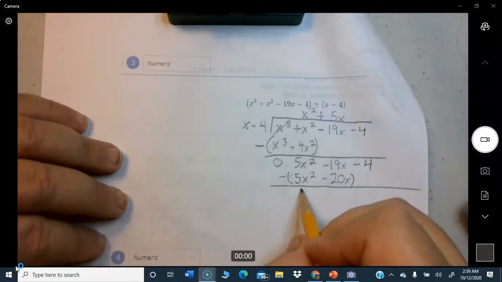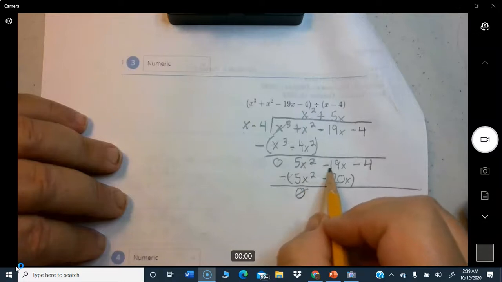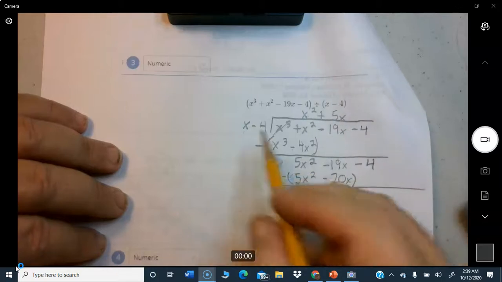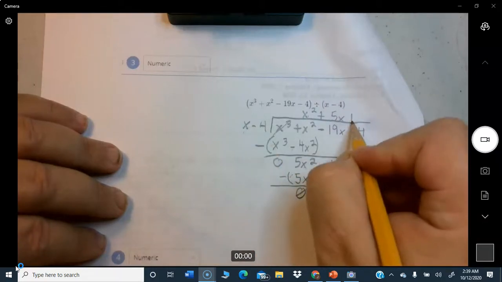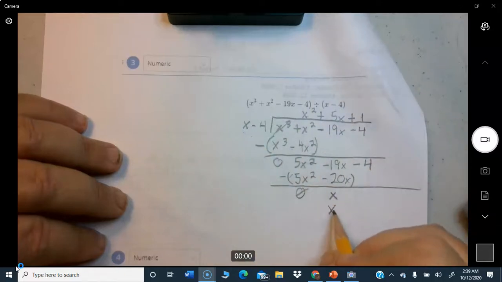Okay, so these two always cancel. Negative 20 is positive 20, so minus 19 plus 20 is x. Okay, so now what do I multiply x by to get x? I multiply it by 1. 1 times x is x.